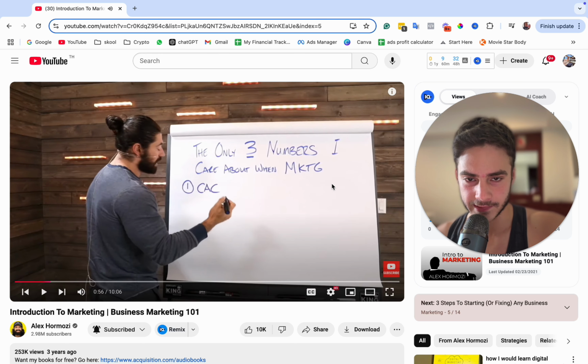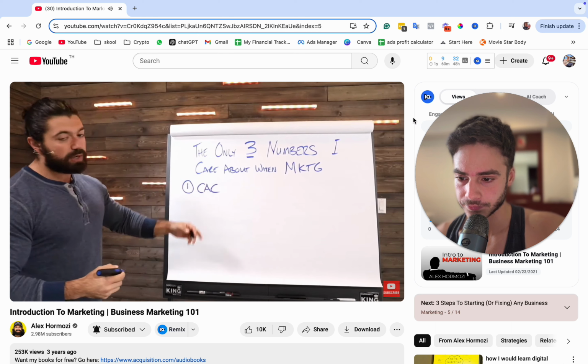Some people call it CPA, so cost per acquisition, or acquisition cost, as he called it right here. It's all the same. That's what people call it, right? Cost of acquisition, or CAC.